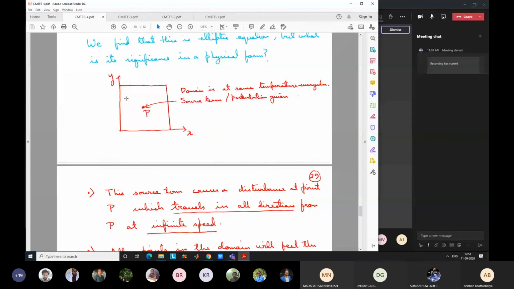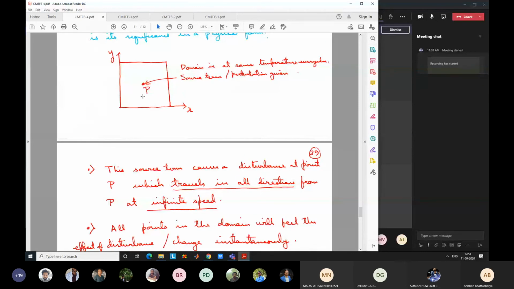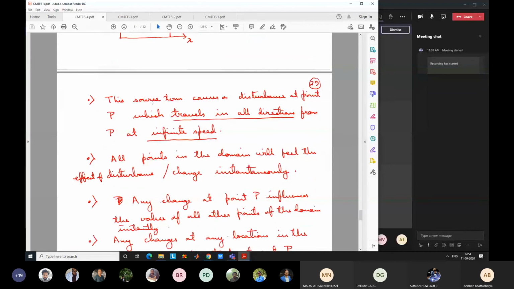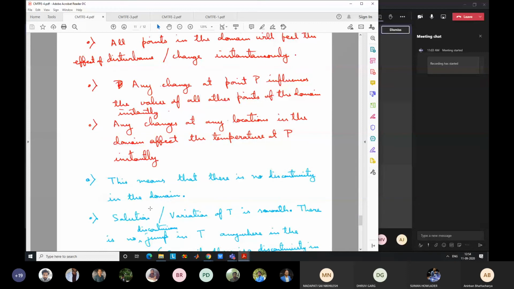In a 2D steady state problem, if you change a boundary condition or temperature somewhere, the temperature distribution in the entire domain will change. Okay, instantly. Another important point is that if there is a change anywhere, that will influence the temperature at P. Any changes at any locations in the domain also affect the temperature at P instantly. So one point affects all the points, and all the other points also affect this point. This is very important from our solution perspective.